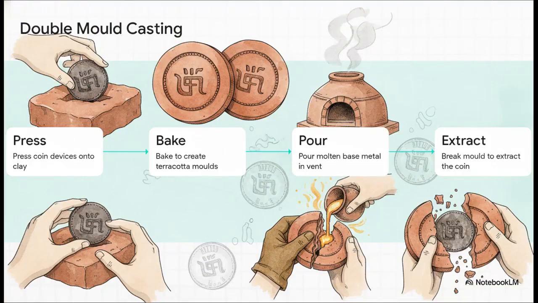Now, what about mass production? For base metals like copper and lead, they used this brilliant casting process. They'd press a design into clay, bake it into terracotta, and join two halves together. Then they'd pour molten metal through a tiny little vent at the top. Once it all cooled down, they'd just crack the mold open to extract the cast coin. It was an incredibly efficient way to mint thousands of pieces, whether they were inscribed with text or left completely blank.